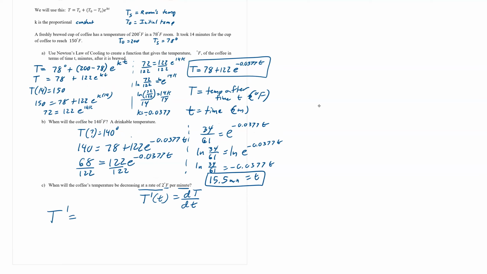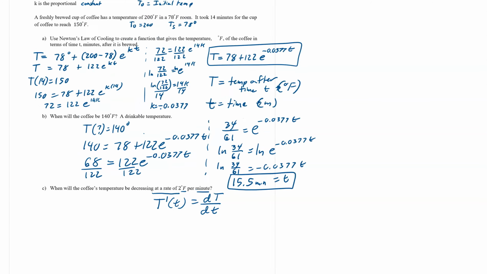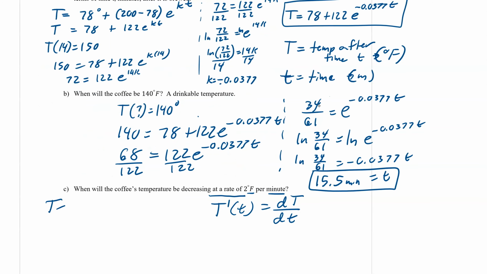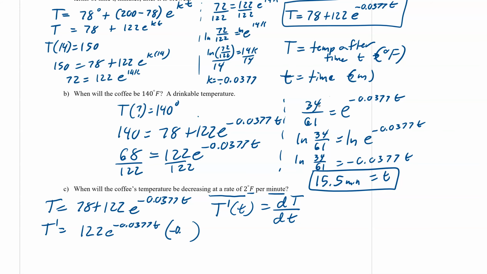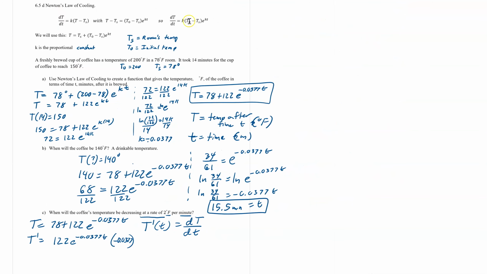All right, so the derivative, let's write T down first. T equals 78 plus 122 e to the negative 0.0377 t. All right, so we take the derivative. The first number is a constant. It's gone. And then remember, with exponentials, we just rewrite it. And then it's times the derivative of the exponent, which is our rate. It's our k. So you can see that's the formula. It's just k times our formula itself without the 78.